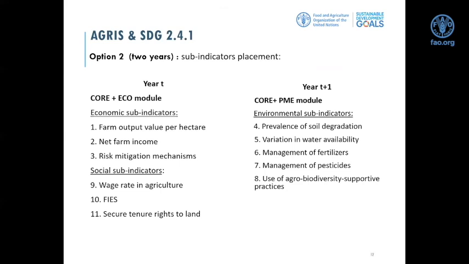The second option is the idea to collect socioeconomic sub-indicators in the year with the economy model, and in the next year with the environment model, all the environment indicators. So in this case, the results of the sub-indicators will have two different years of reference, not the same year. So these are two solutions that can be implemented considering the AGRIS system.